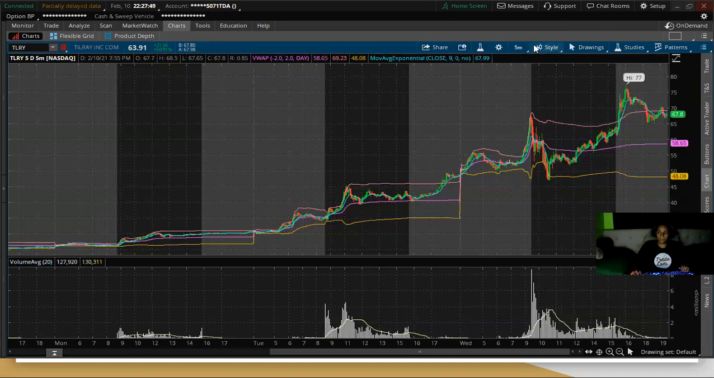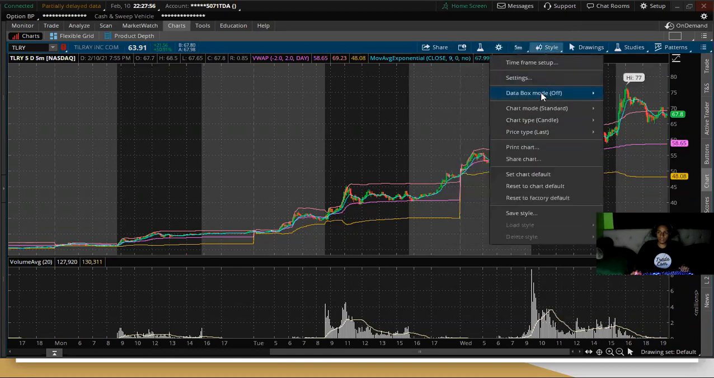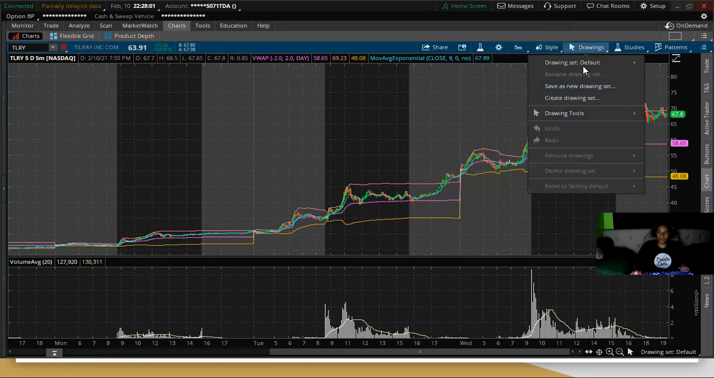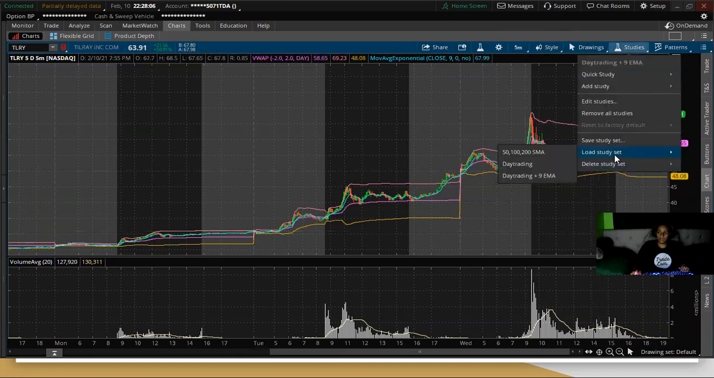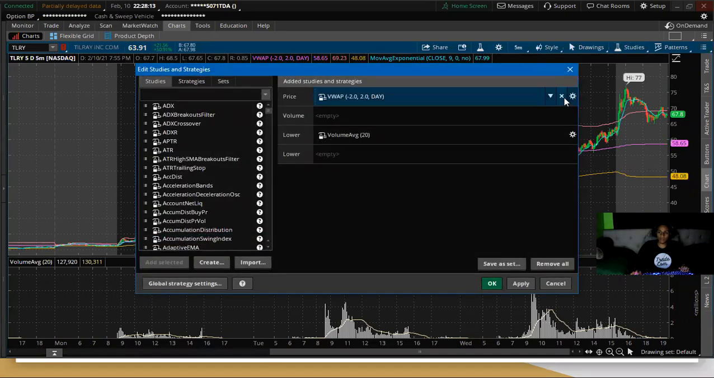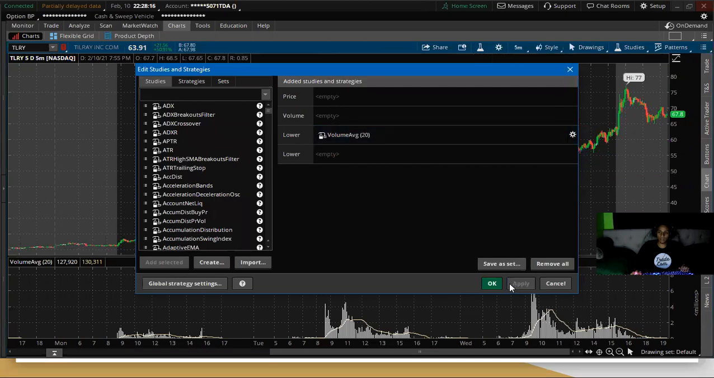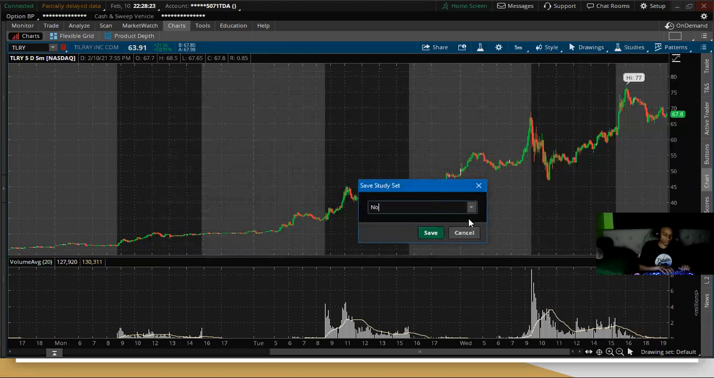All right. Now, so that's your chart settings. This is your time frame. Preset time frames are already there. Style, this is also something to do with your chart settings. That's fine. Now drawings, right? So now, obviously, also another study set you want to load is one with no indicators on it, so you could kind of set your price levels, right? So I'll delete these two. I'll just keep the volume average. I'll click apply, and I'll save this study set as no indicators.